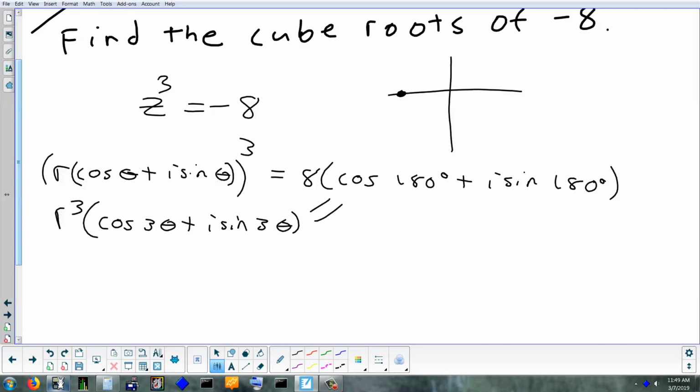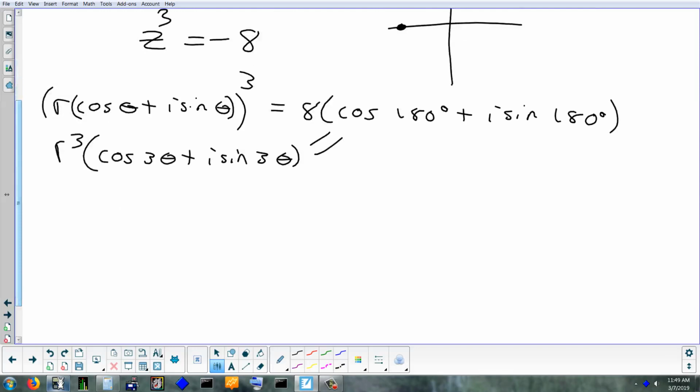Now you're ready to set up your equations to solve. Can anyone tell me what the equation for the radius would be? R cubed equals 8. Let's just finish that off right there. What's the cube root of 8? 2. So every answer that you write is going to have a radius of 2.